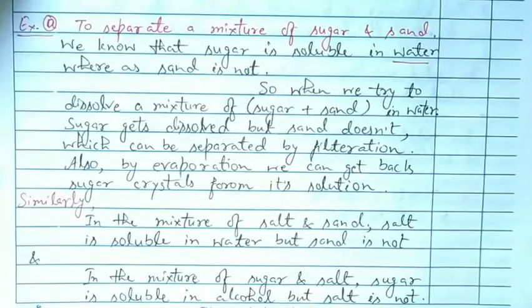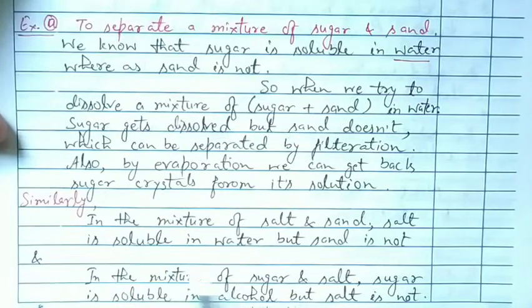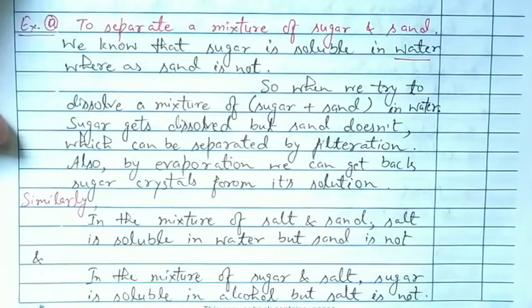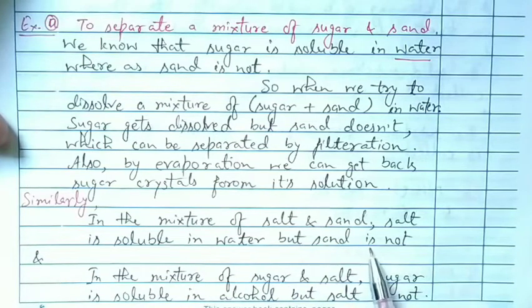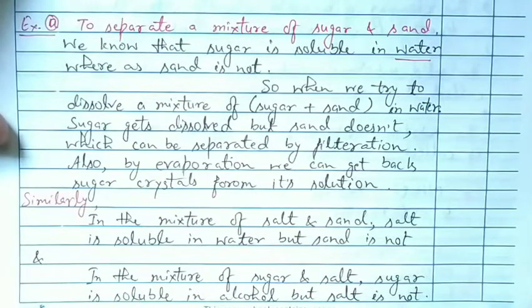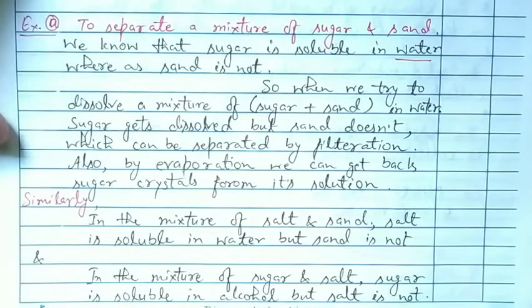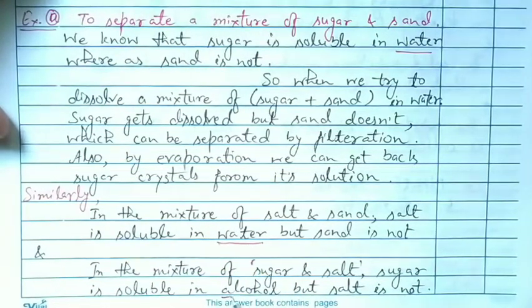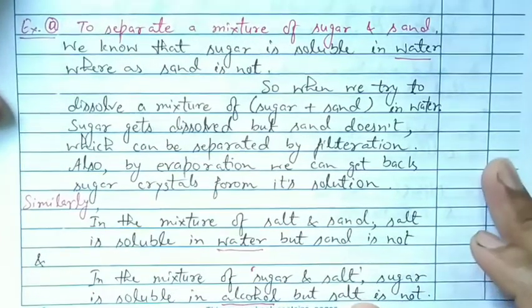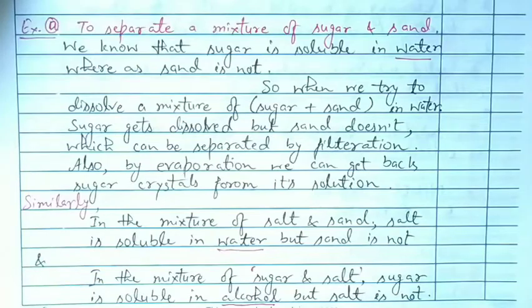Similarly, in the mixture of salt and sand, this method is also applicable because salt is soluble in water but sand is not. And in the mixture of sugar and salt, sugar is soluble in alcohol but salt is not. So here you can see that water is the suitable solvent in the first cases, and in the mixture of sugar and salt, alcohol is the suitable solvent. So this method is used by using a suitable solvent.